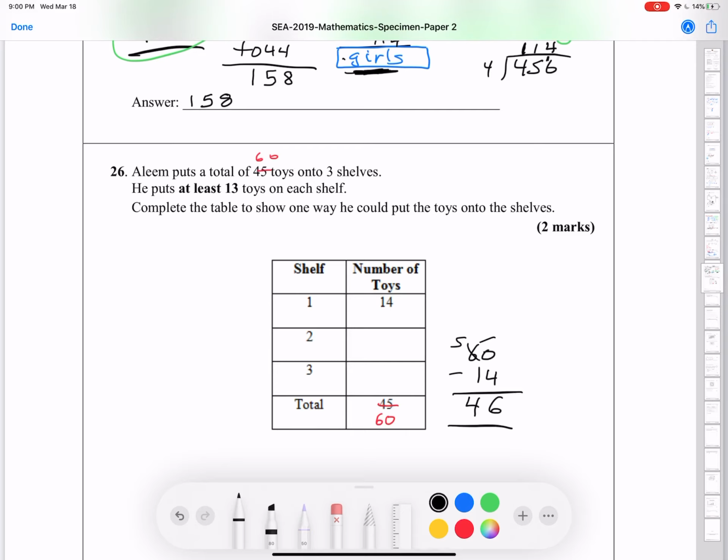You could even divide it by 2. 2 into 46. 2 into 4, 2. 2 into 6, 3. You could put 23 and 23, once it adds up to 46, once you don't put less than 13 toys on one shelf. So this just means 14 toys on shelf 1, 23 toys on shelf 2, 23 toys on shelf 3. Once it adds up to 60, and on shelves 2 and 3 you don't have a number less than 13, you'll be correct.